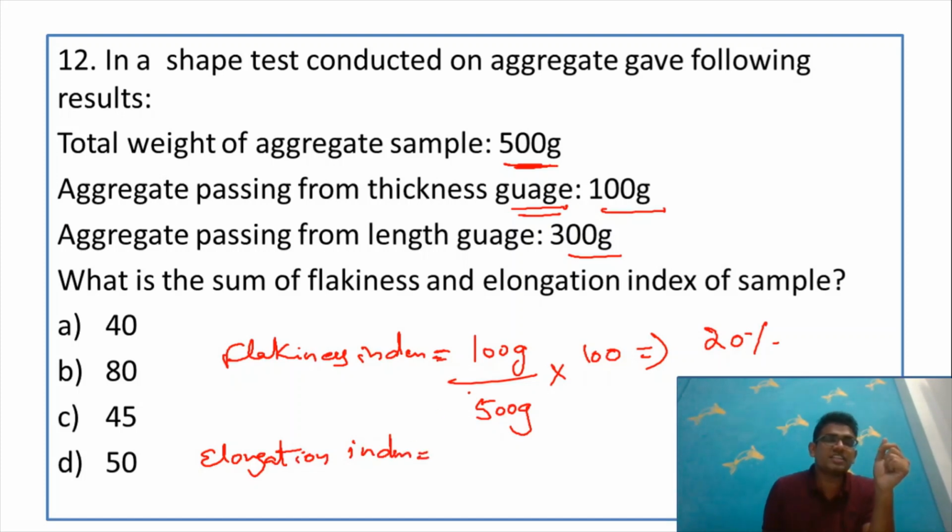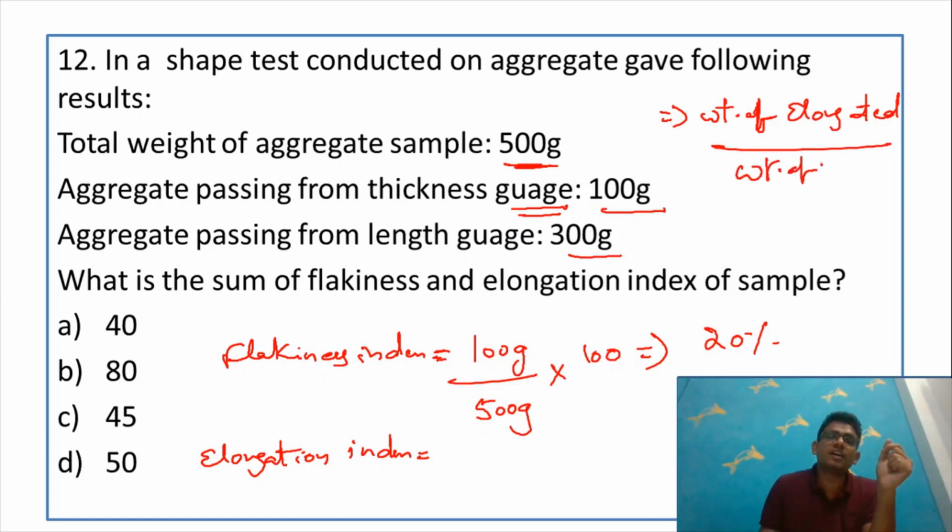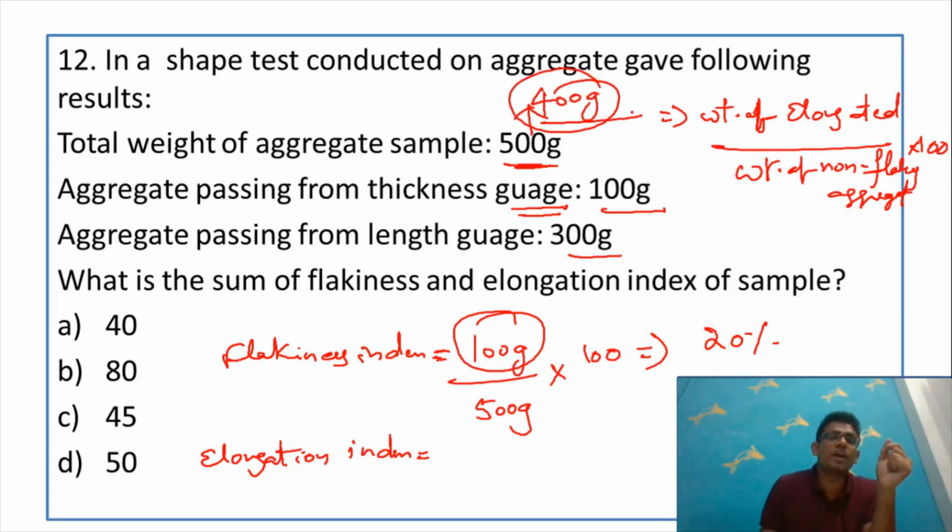Okay. Then for the elongation index, the formula slightly varies. The formula is weight of the elongated aggregate divided by weight of the non-flaky aggregate. Now in this case, weight of the flaky aggregate is how much? 100 grams. So the weight of the non-flaky aggregate will be 400 grams. So you have to take 100 grams divided by 400 grams.